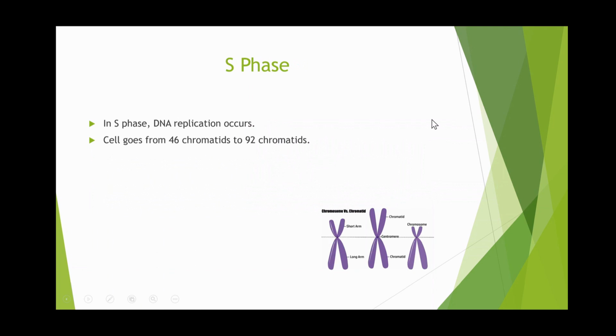Alright, so next we have S phase. The S phase is just really simple. It's just where DNA replication occurs, and also histone replication occurs and things like that. But the primary thing you'll need to know about S phase is that DNA replication occurs. So here we go from 46 chromosomes or chromatids to 92 chromatids because we have the DNA replicating, right?